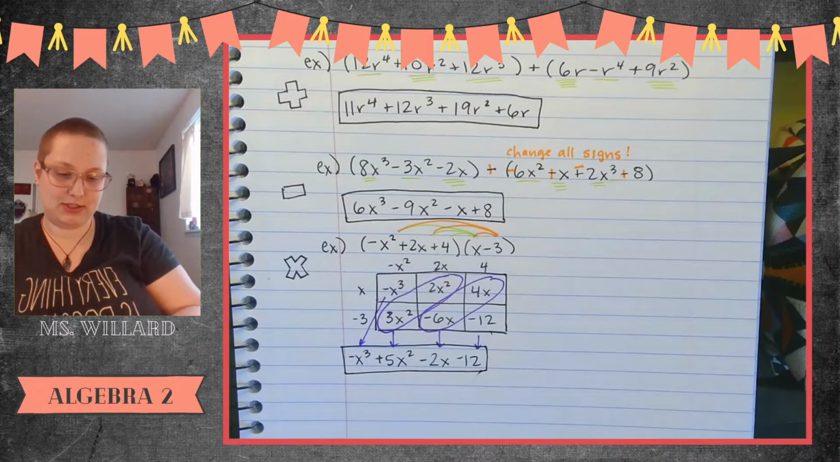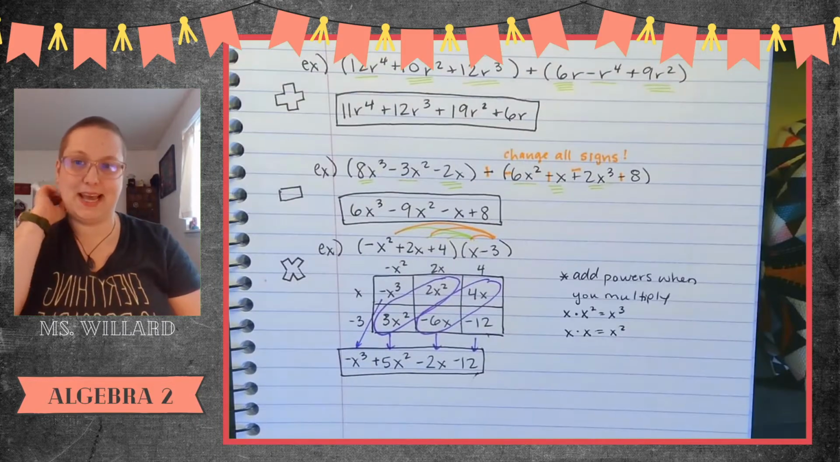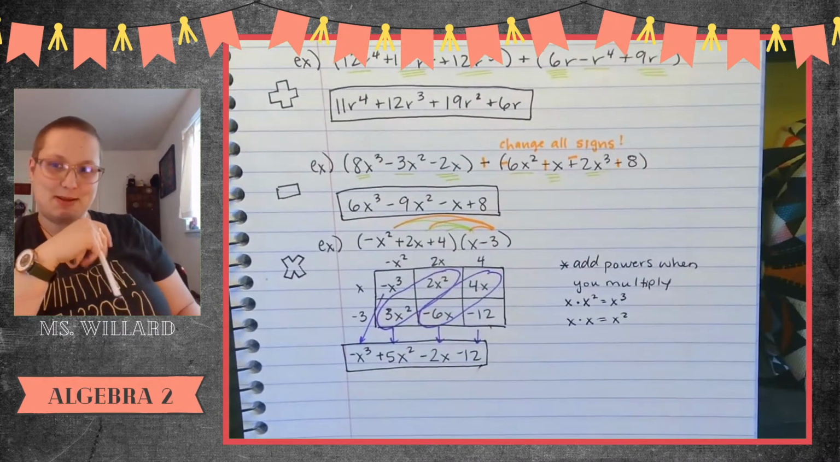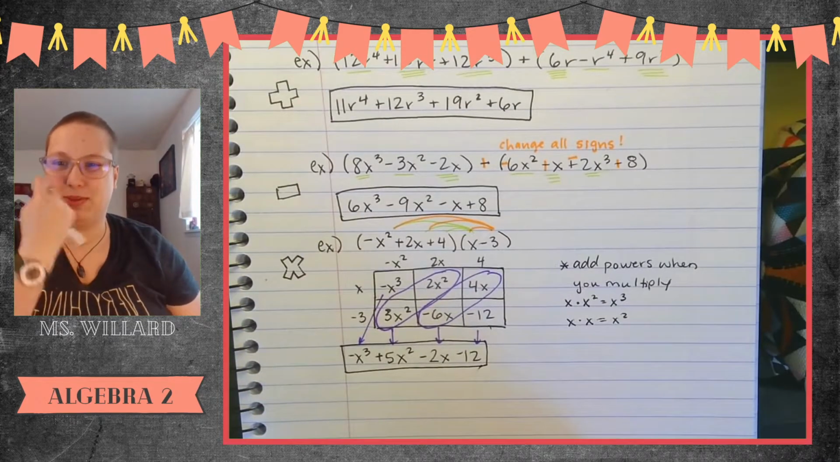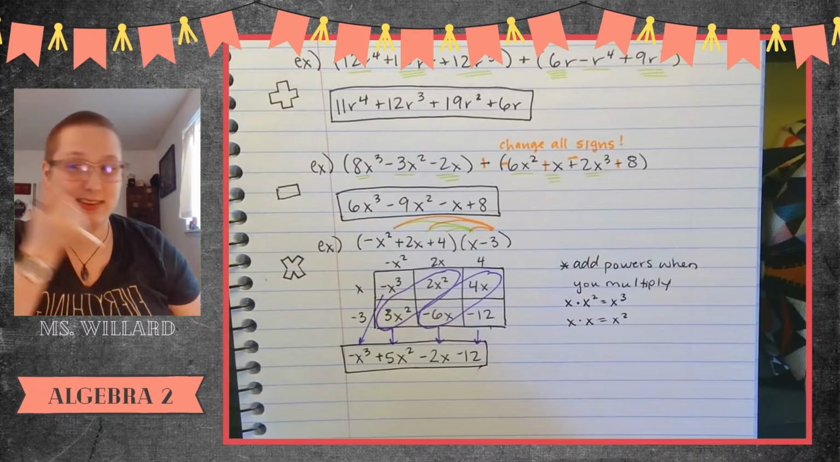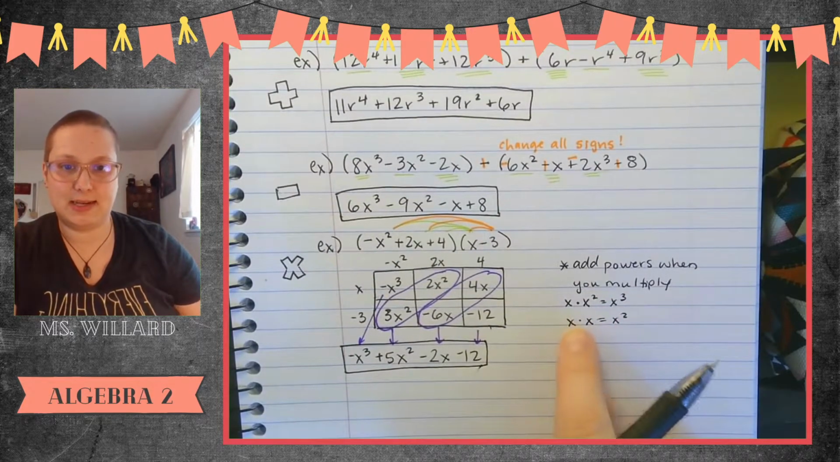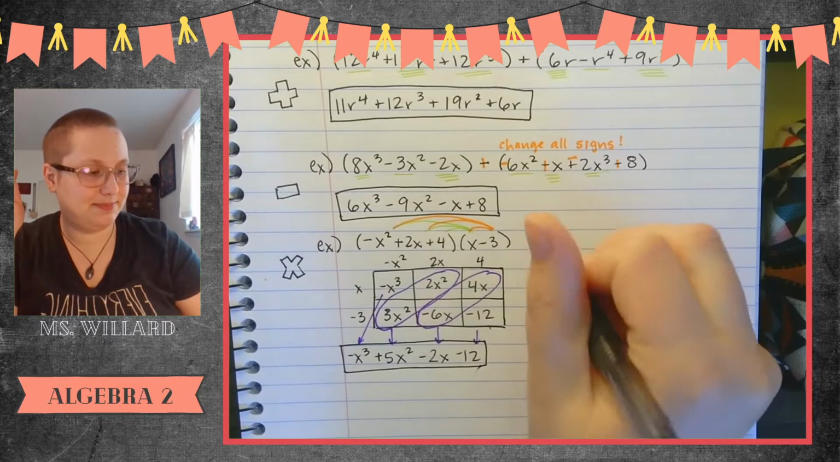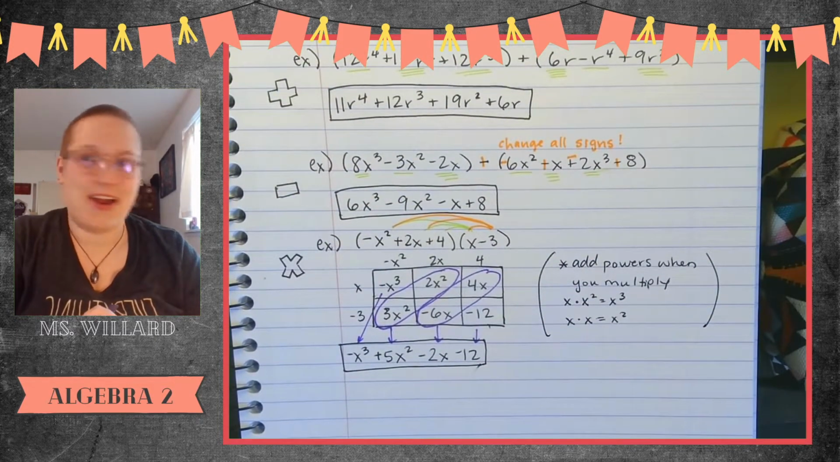And then I think what I'm going to do is on the side, I'm just going to write down that rule that we're going to add together if you multiply. Like that. Did I say that exactly like I wrote it? Probably not. It's fine. So I add powers when you multiply. So x times x squared would be x cubed. X times x would be x squared. Just as like a little reminder.